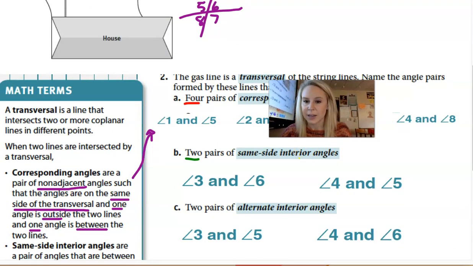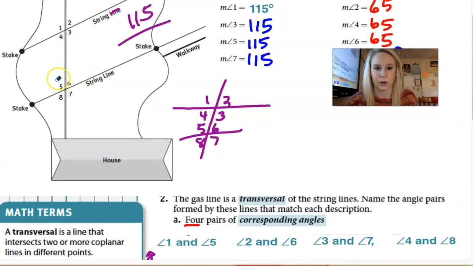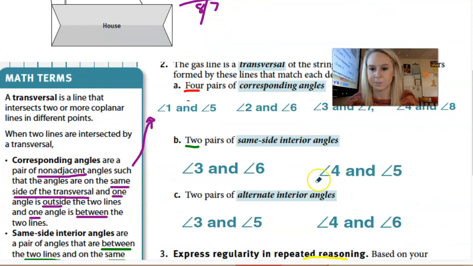The next one, same side interior, we talked about 3 and 6, and 4 and 5 was your other pair. So both 4 and 5 are on the inside on the same side, and 3 and 6 are inside, same side.